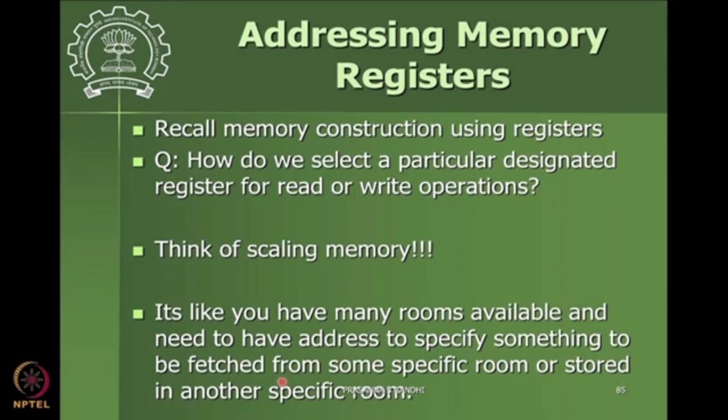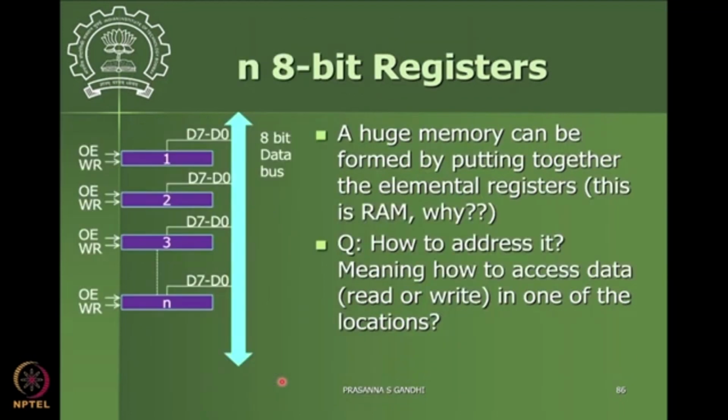That means I need to have some binary number representing the register, so that when that number appears on some other lines, which are called the address bus, then I'm particularly referring to that particular register. So how does that happen? Let's say we have these n 8-bit registers. A huge memory can be formed like that. This is the random access memory that we have here.